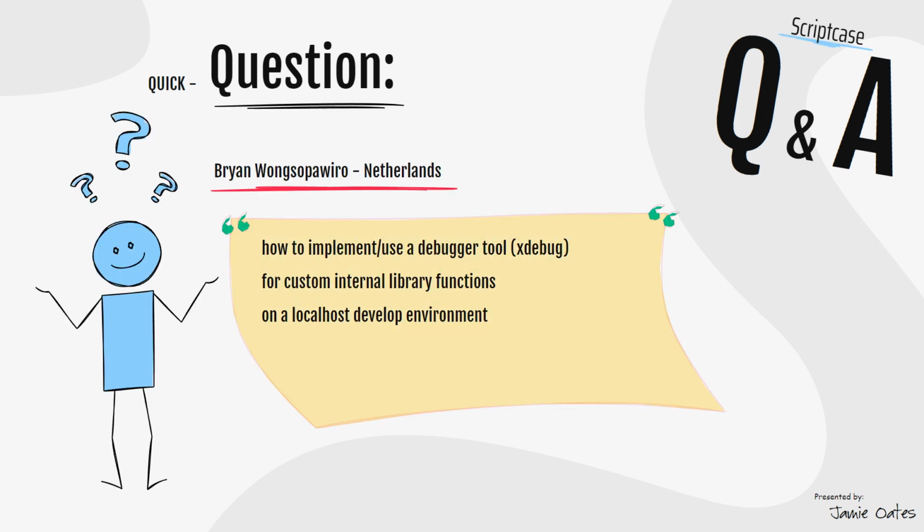So to our next question, again, another quick one. We have Brian. I'm not going to pronounce your last name. I'm very sorry, just to make sure, because I hate pronouncing people's names wrong. Okay, so your question from Netherlands was how to use a debugger tool like Xdebug for custom internal library functions on a local host development environment. Now, initially when I first saw this question, I thought, and I Googled a little bit. So let me come back there.